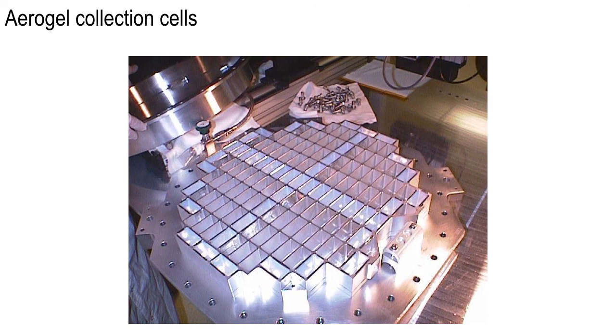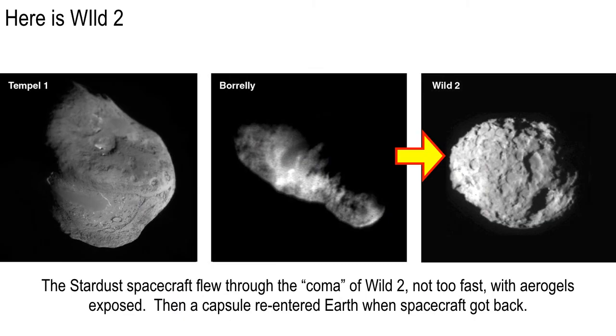Right? Now, the Stardust spacecraft flew through the coma, or the tail, of Wild 2. This is Wild 2. Here's Comet Borrelly. Here's Comet Tempel 1. Those are the nuclei, we think. That's what they look like. They look like asteroids. But anyway, so this is what Wild 2 looks like.